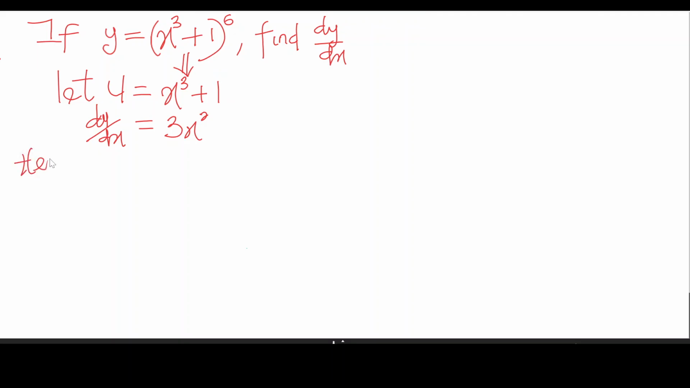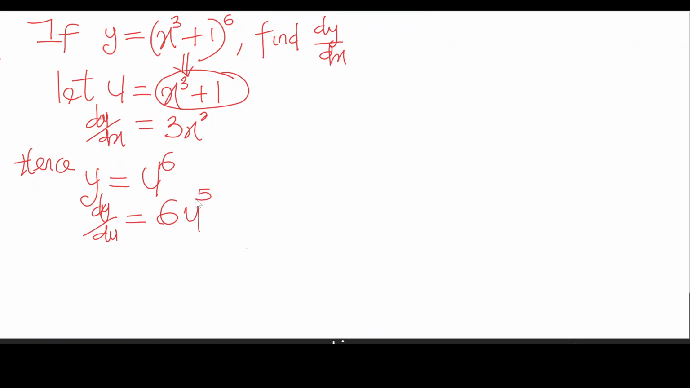Hence, we can say y will now be equal to u raised to the power of 6. Why is it so? Because we already said let u be x raised to the power of 3 plus 1. It means instead of me writing x raised to the power of 3 plus 1 inside the bracket, I'm going to be writing u because it has been represented as u. So we have u raised to the power of 6 instead. Then I'm going to differentiate this with respect to u now. The dy/du will now be equal to 6u raised to the power of 5.